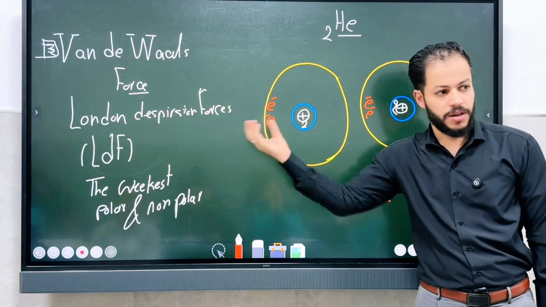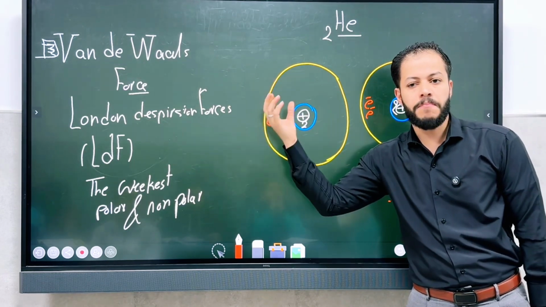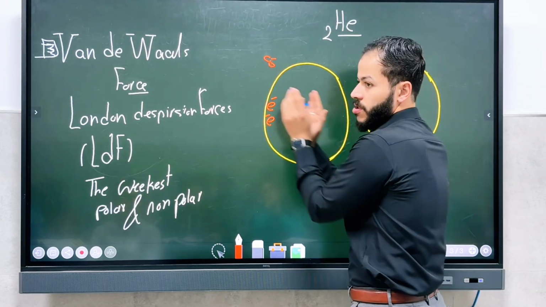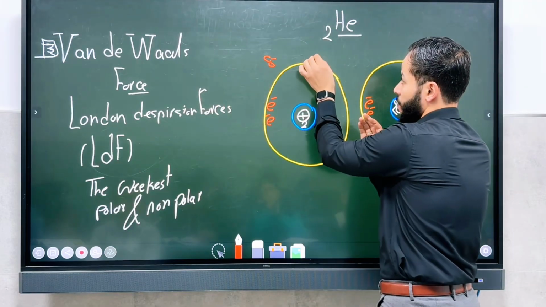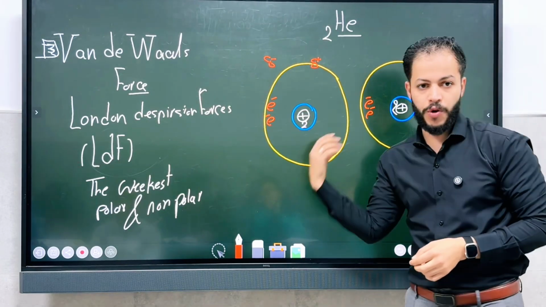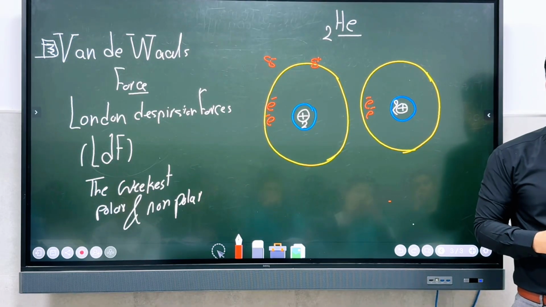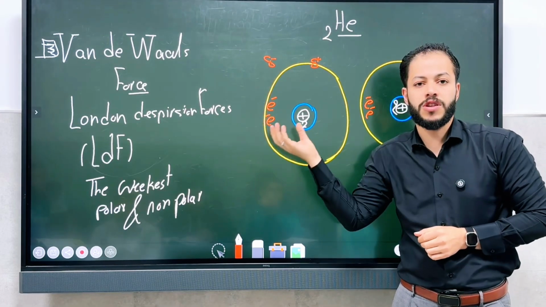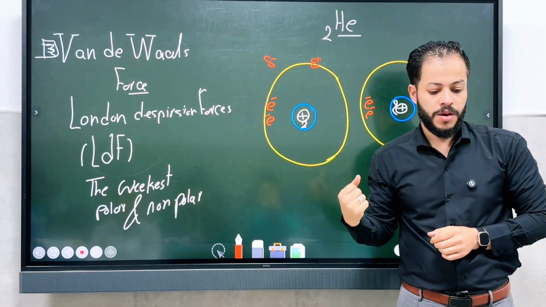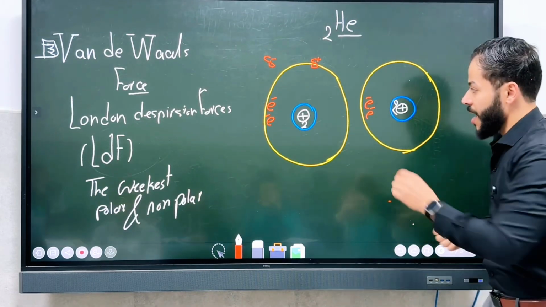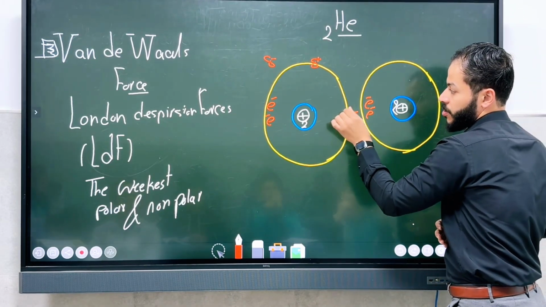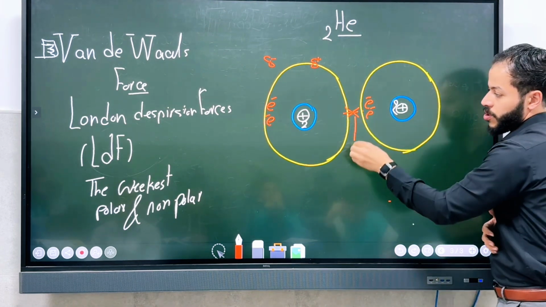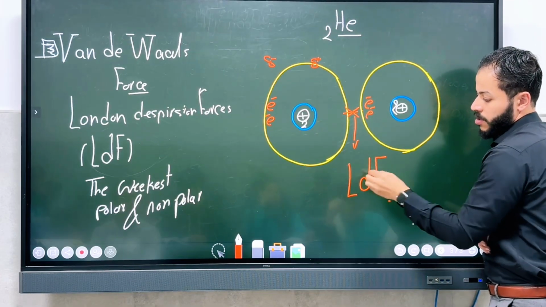When the electron shifts to a side of an atom, it makes a momentary dipole. What do I mean by a momentary dipole? It means that it will form a partial negative charge on the side where the electron shifted and a partial positive charge on the side of the proton that does not have any electron on this side. Remember, we talk about a moment when the electron actually shifts to this direction. So what happened? The proton here will try to attract, and the electron of the neighbor atom will attract here. And this force here, we name it London dispersion force.